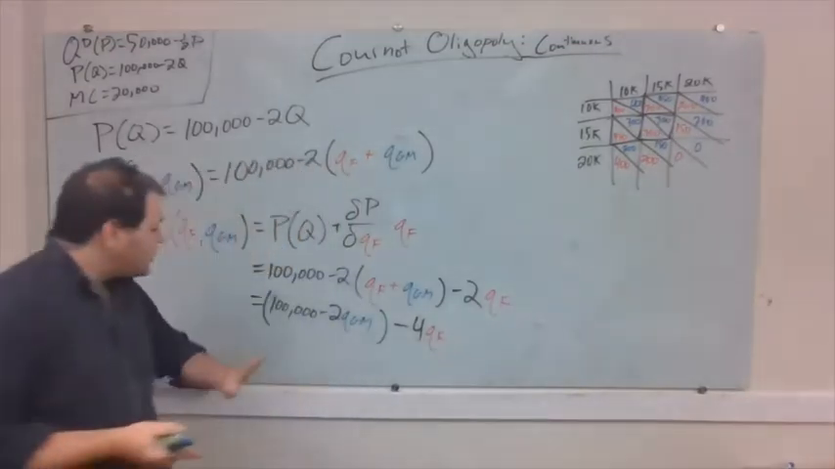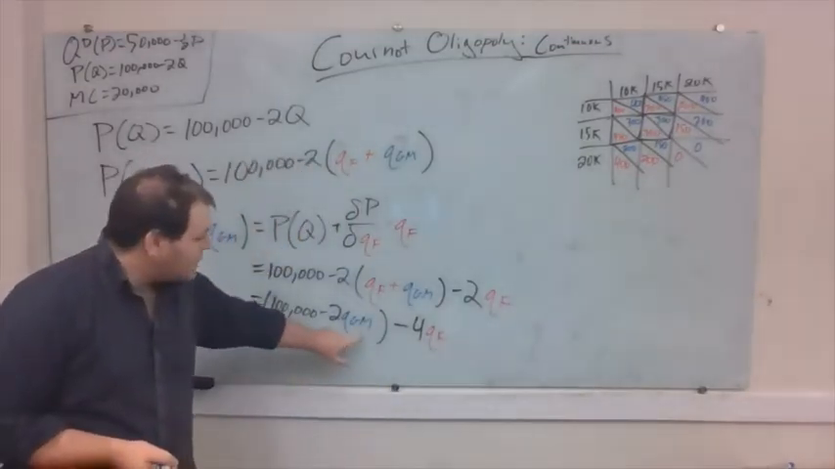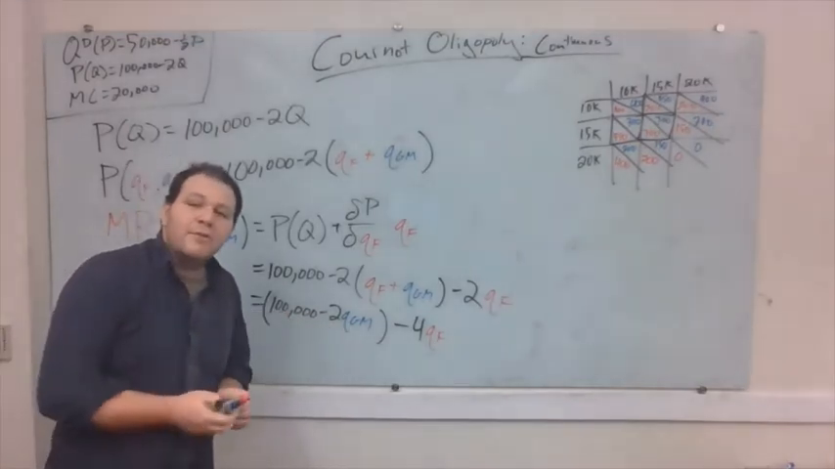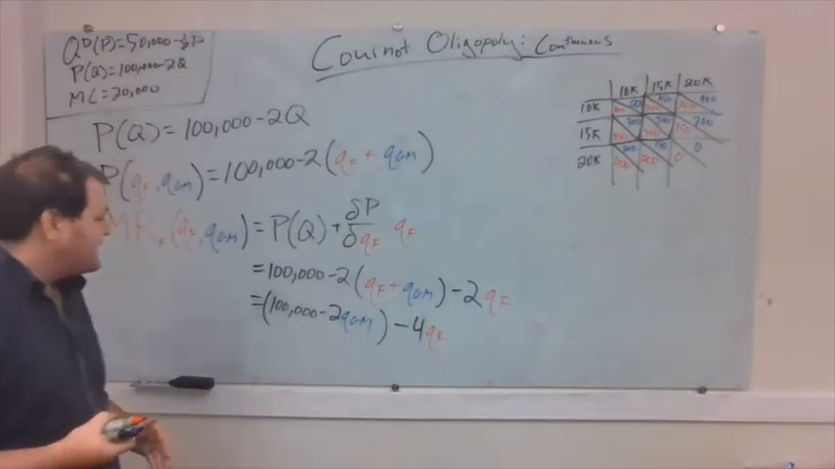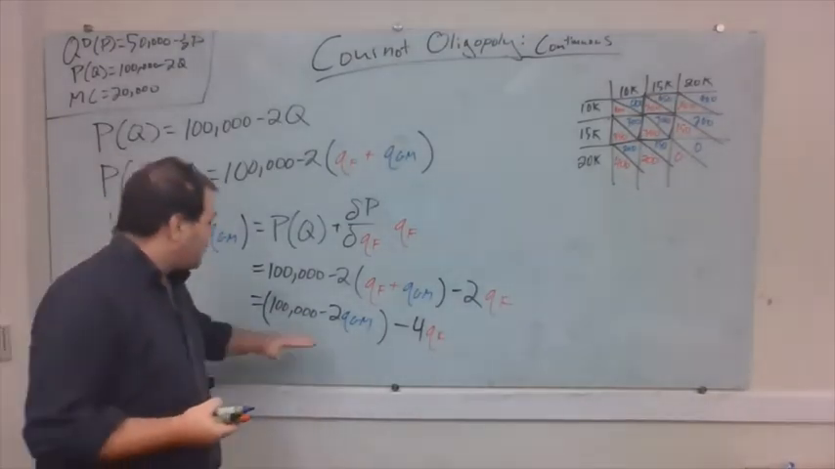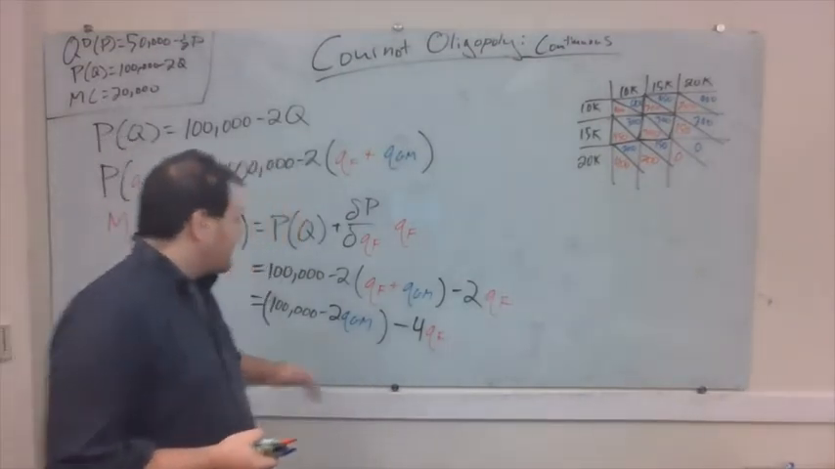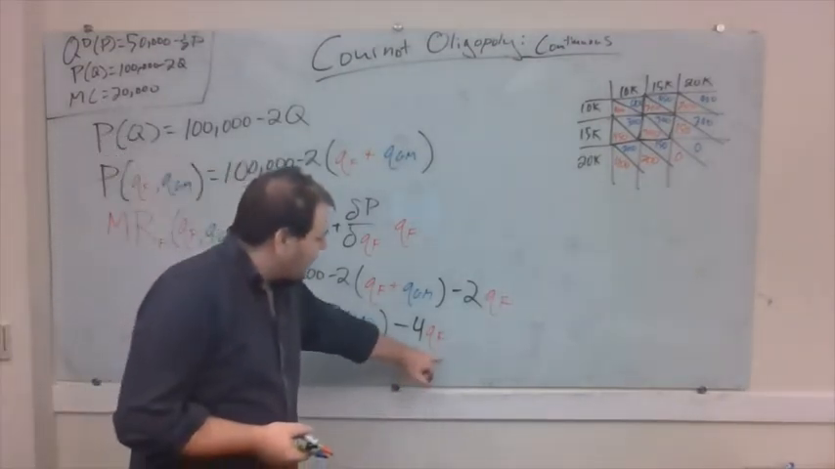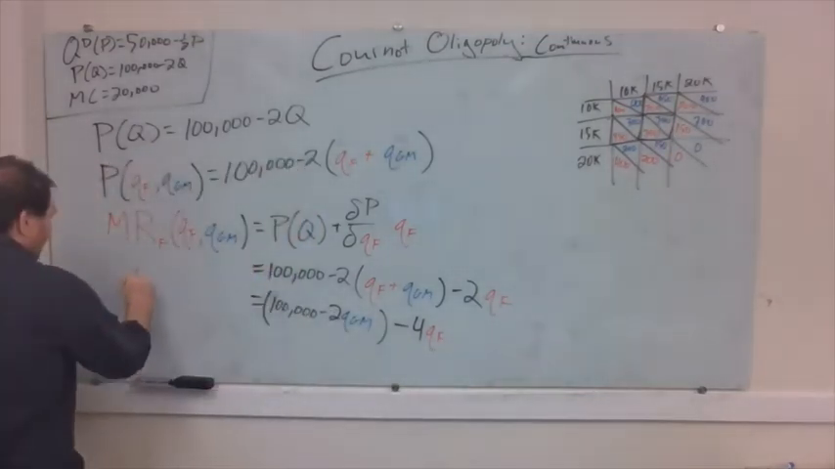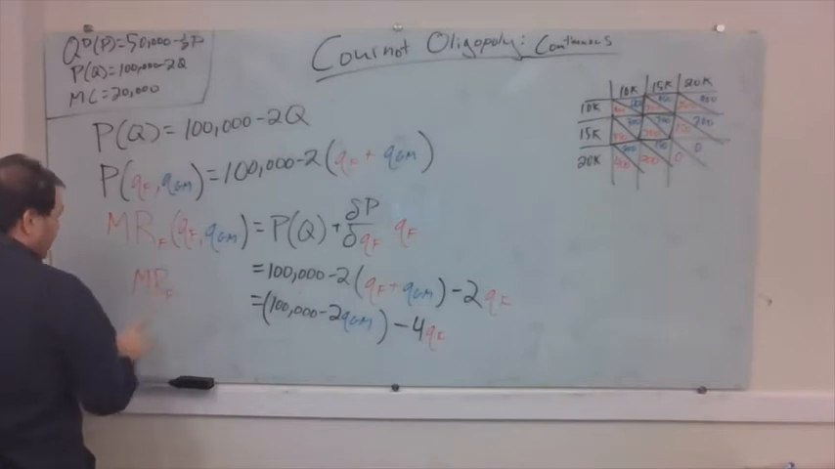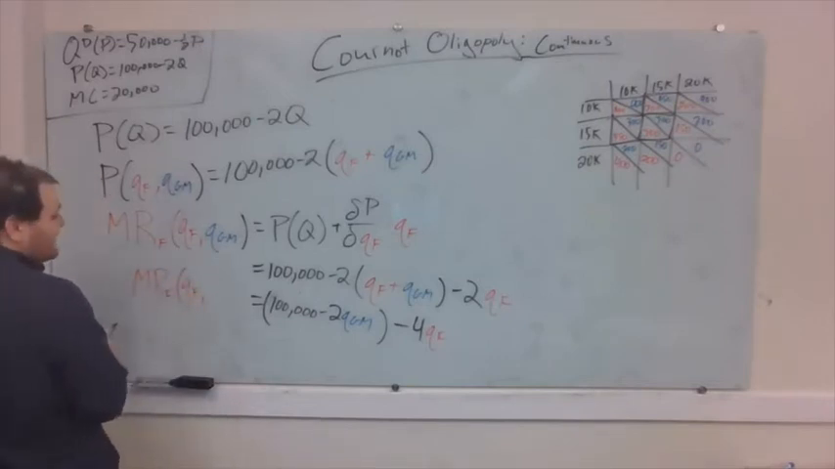Now the reason I'm arranging it this way, with the QGM in here, is because the QGM is just some number that they have no control over. So 100,000 minus 2 QGM is essentially giving us the price if they didn't produce any output at all, or the marginal revenue if they didn't produce any output at all. This 4QF is something that they actually have control over. So this is going to be what we get from marginal revenue of Ford at QF, taken as given QGM.